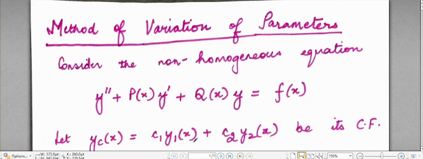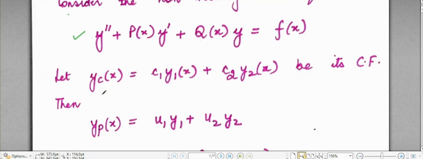So let's consider a non-homogeneous differential equation of second order which looks like this. It's a linear differential equation and it's a non-homogeneous one. You can see that the right hand side is non-zero, so it's a non-homogeneous differential equation which is a second order differential equation and a linear one.